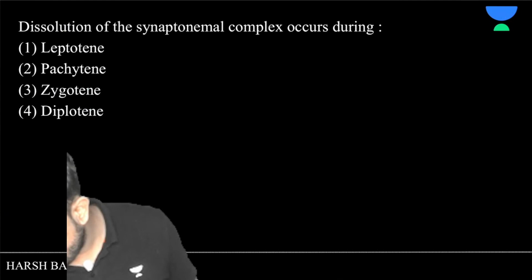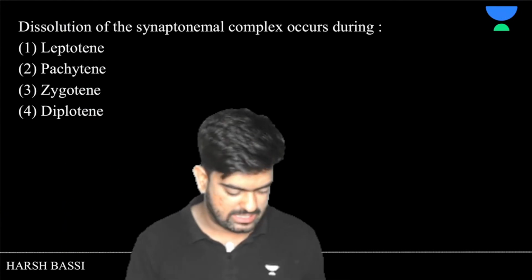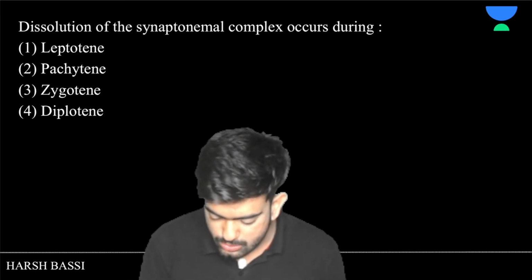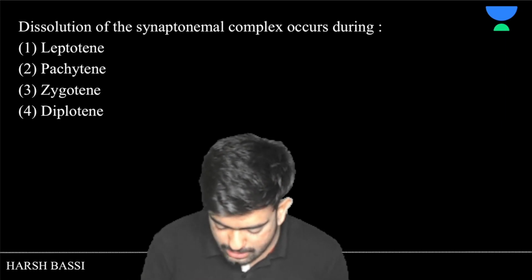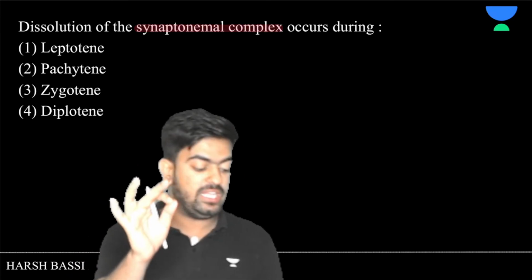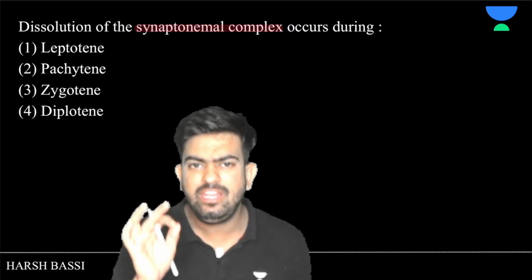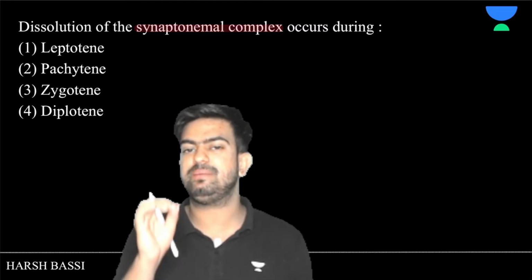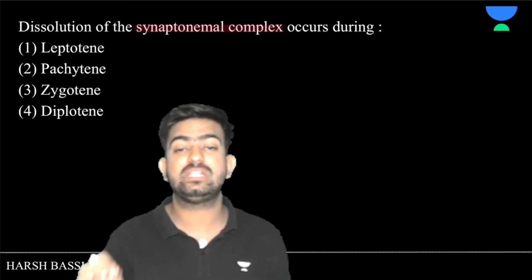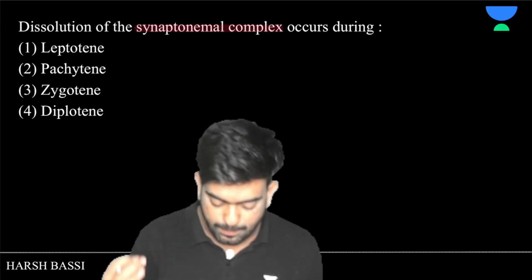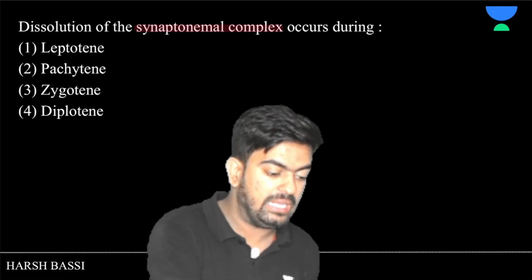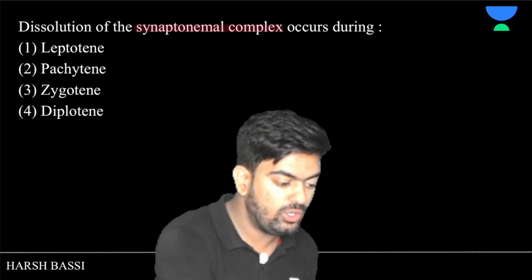So, the next question here says that dissolution of synaptonemal complex occurs during. This was the concept which we discussed in the class. Do you remember, anyone? This was the same concept which we discussed. So it says that dissolution of synaptonemal complex occurs during leptotene, pachytene, zygotene or diplotene.